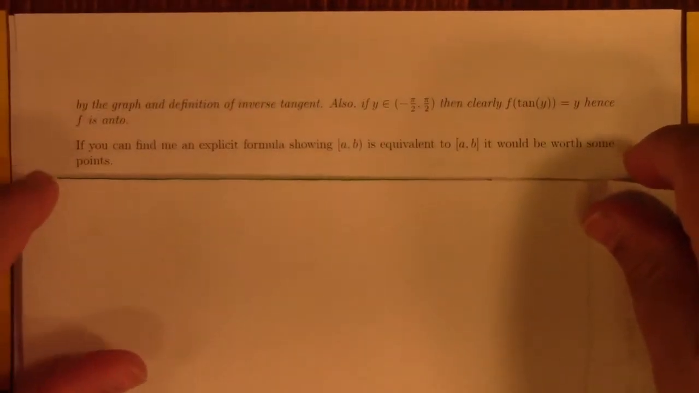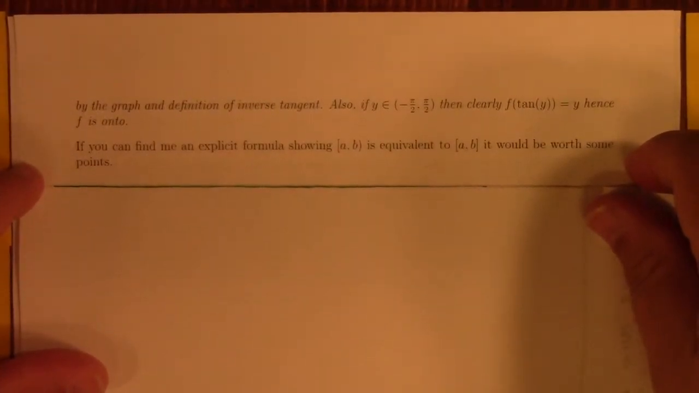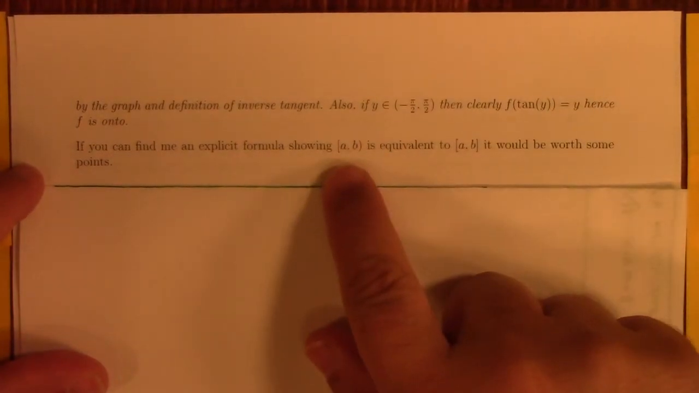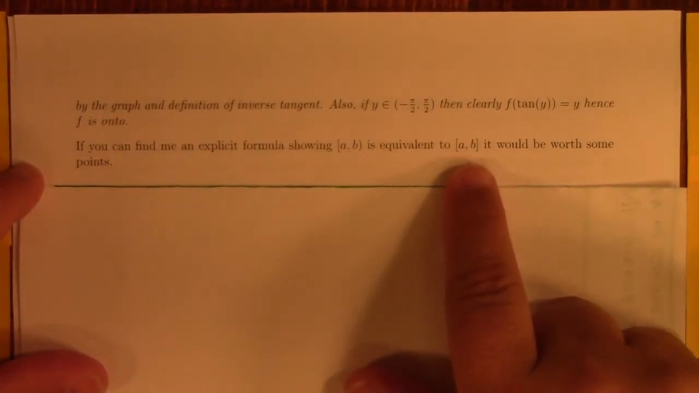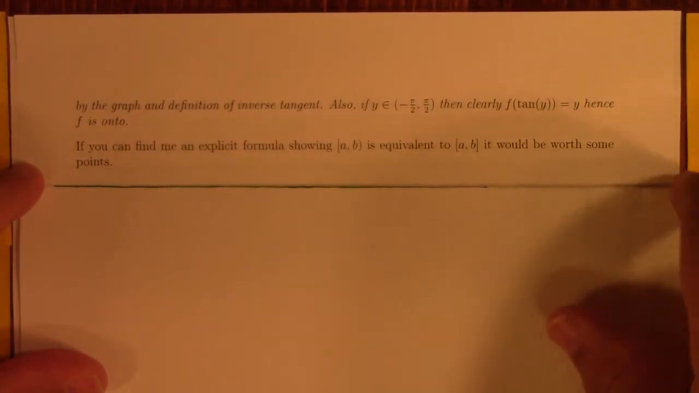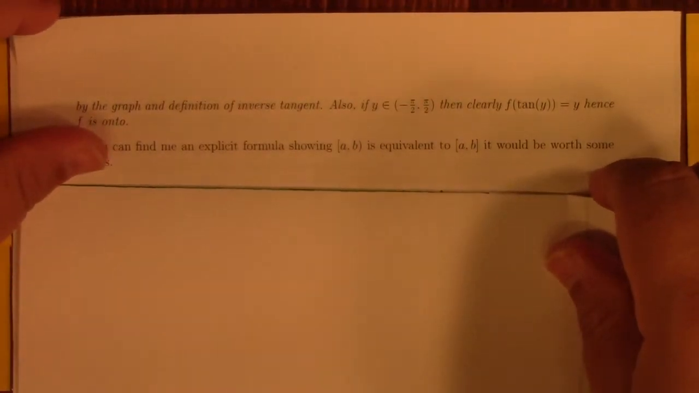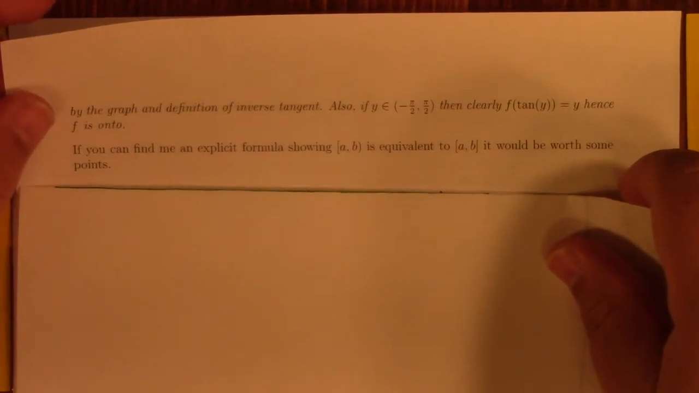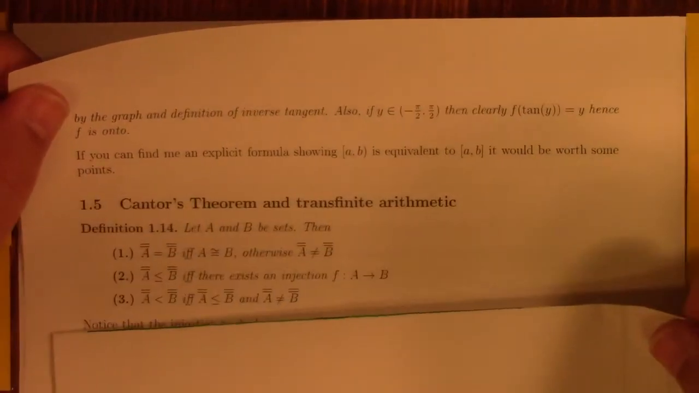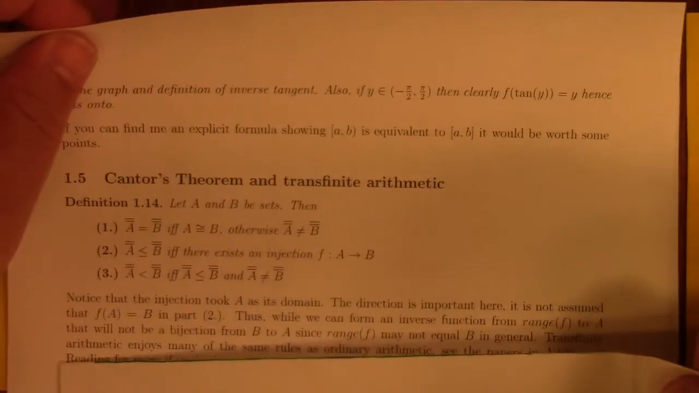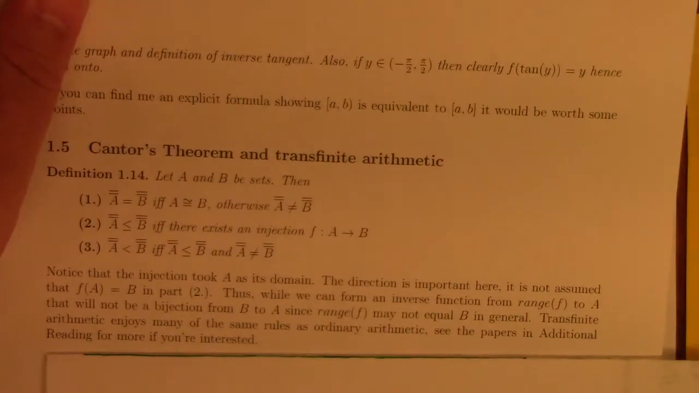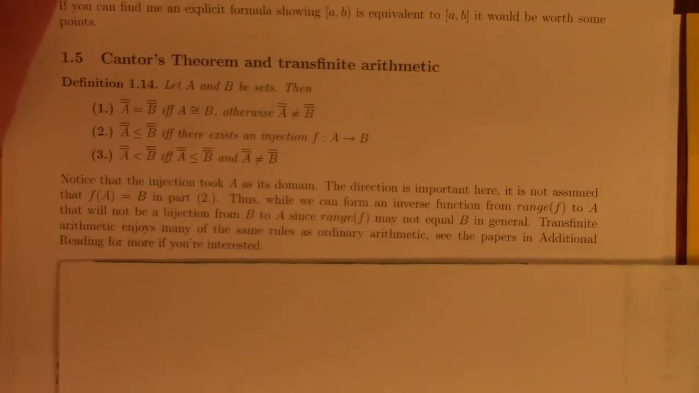So now I will say this: if you can find me an explicit formula showing that the half open, half closed interval A to B is equivalent to the closed interval A to B, I would give you some points. All right? And I'm not saying that's impossible. I'm just saying it might be tricky. So next up, we have Cantor's theorem on transfinite arithmetic.